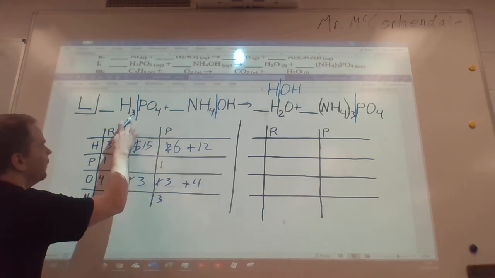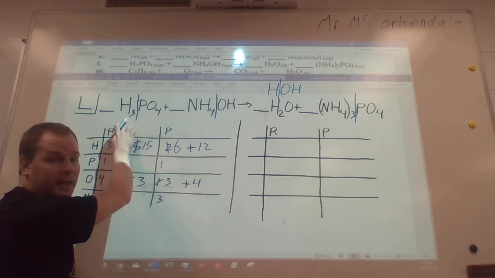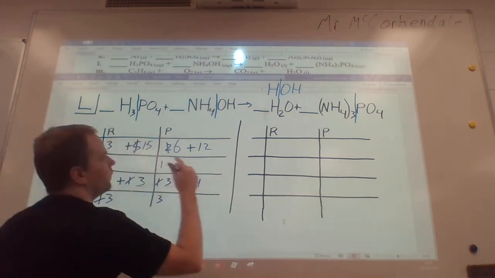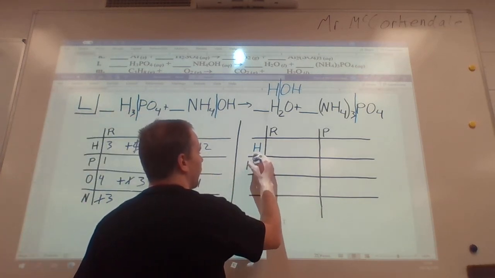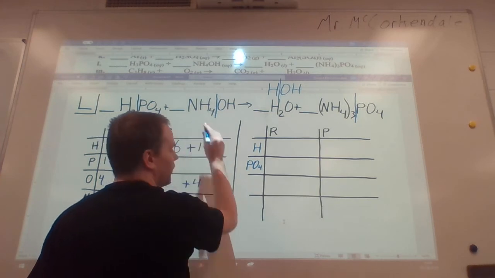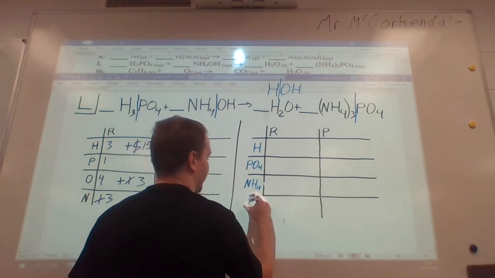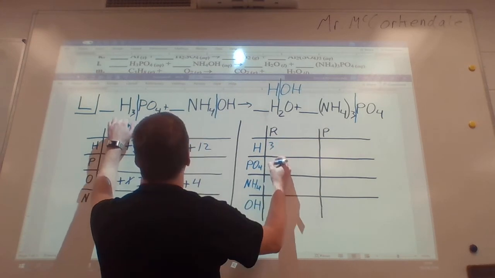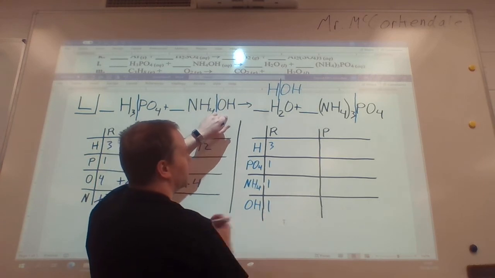Now, H3 is not a polyatomic ion. Okay, so H is the actual cation here. 3 is just a counting subscript in this case. And we'll talk about what that means more in unit 3 or 4. Okay, so we're just going to put H. H is bonded to PO4. Then we have ammonium, NH4, and hydroxide, OH. Now here we have 3 hydrogens, 1 phosphate, 1 ammonium, and 1 hydroxide.